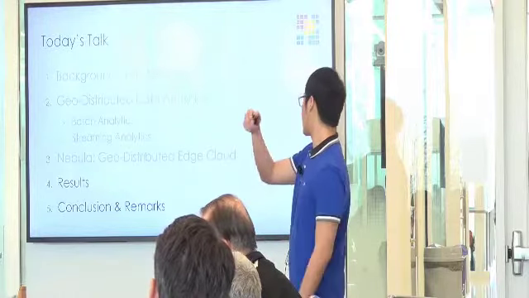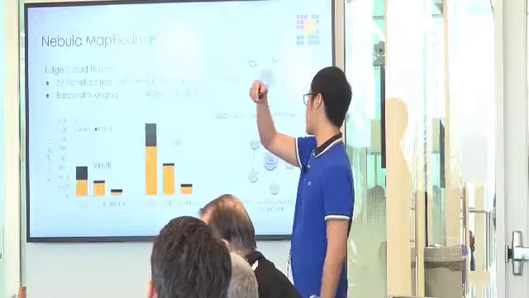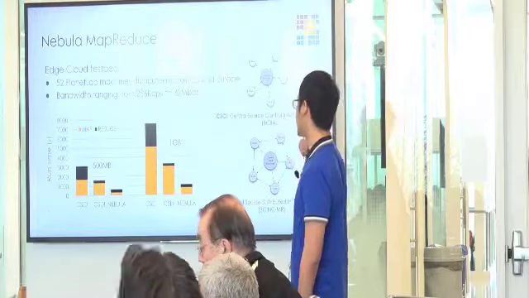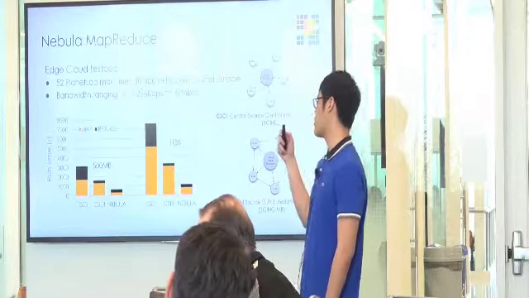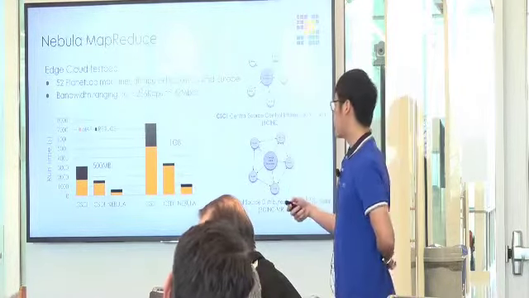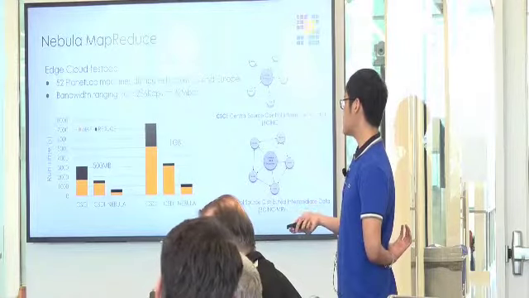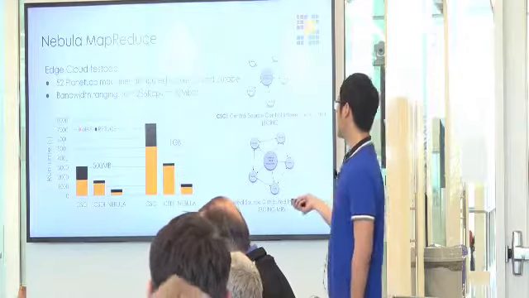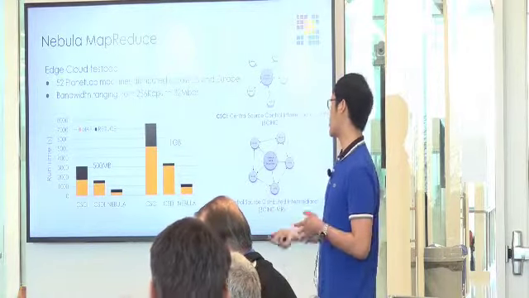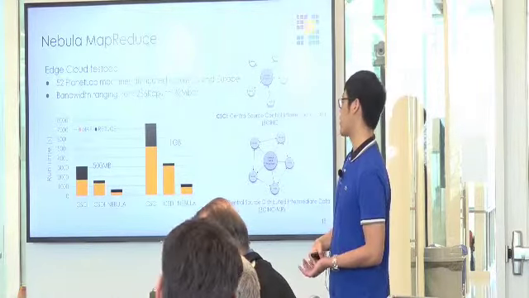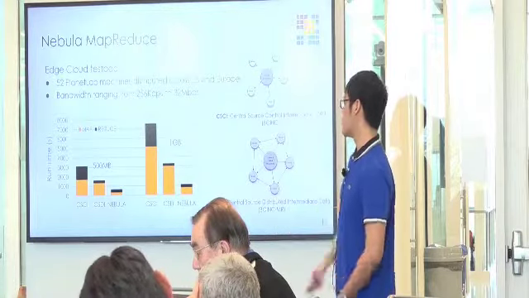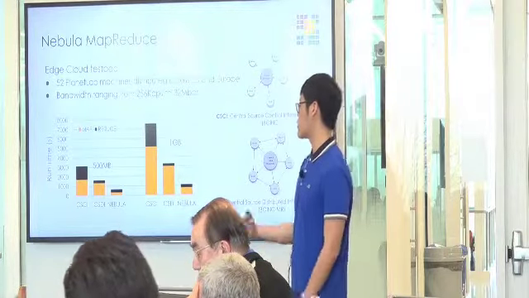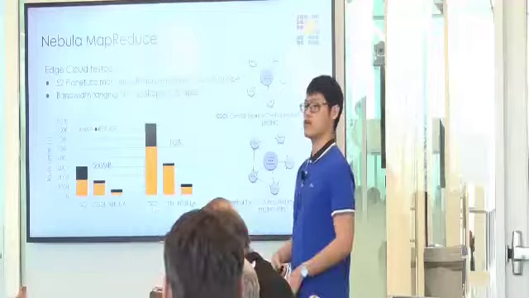So just to show one of the results. This is the result of running a MapReduce job in Nebula, where we compare different edge systems that store the input or the intermediate data in a centralized location, and then we compare that with the MapReduce execution on Nebula. So we use 52 PlanetLab machines that are geographically distributed across the US and Europe.